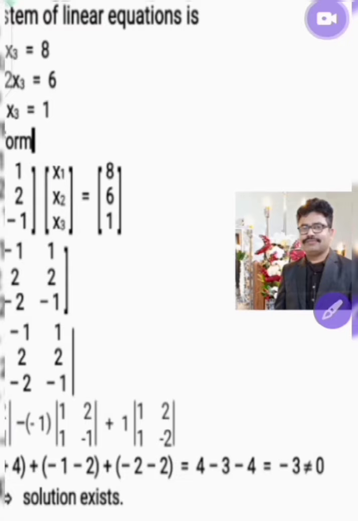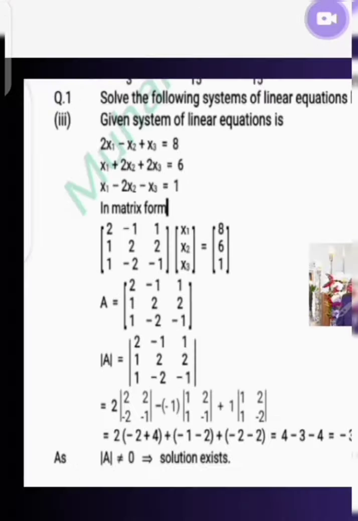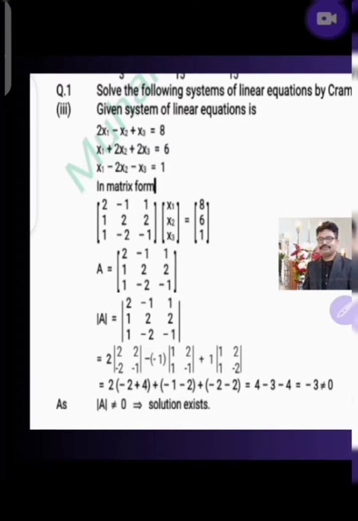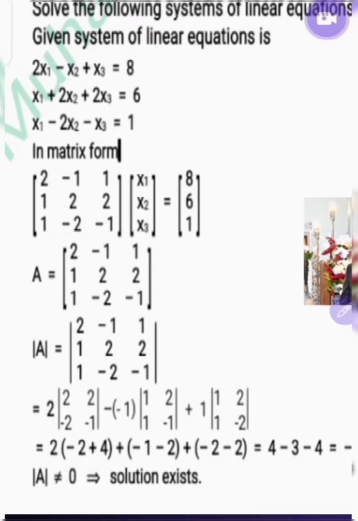The procedure of the 3 cross 3 determinant is to be understood. If we understand that, the other process is very easy. Now we are going to solve the equation.